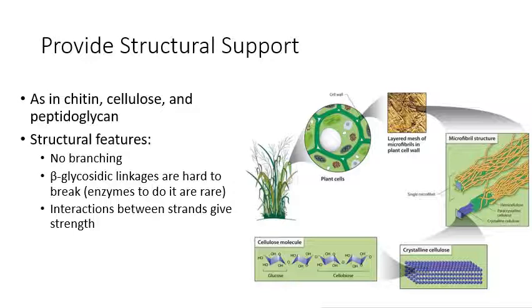It's not going to have any branching in the chain of the polysaccharide. It'll just be straight molecules, and you're going to have the monosaccharides that are making up that polysaccharide linked together using beta glycosidic linkages. It won't necessarily be beta 1,4 for every single structural polysaccharide. It's beta 1,4 glycosidic linkages for chitin, cellulose, and peptidoglycan, but there's also other structural polysaccharides out there.